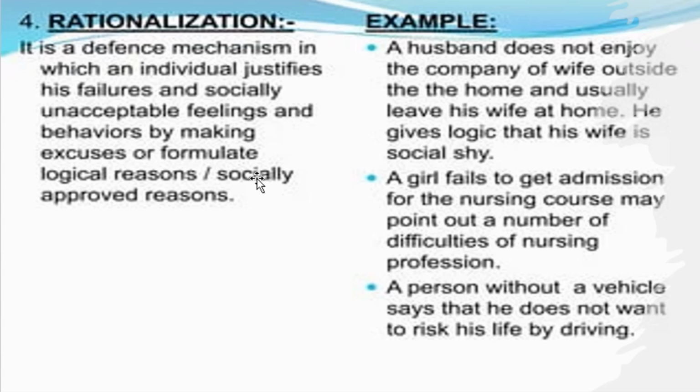Rationalization is a defense mechanism in which an individual justifies his failure and socially unacceptable feelings by making excuses or formulating logical reasons. An example: a husband does not enjoy the company of his wife outside the home, usually leaves his wife at home, and gives the logic that his wife is socially shy. So this kind of example is for rationalization.